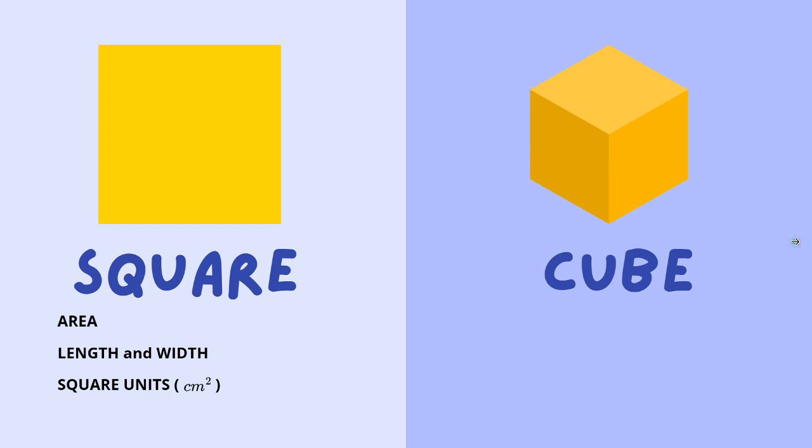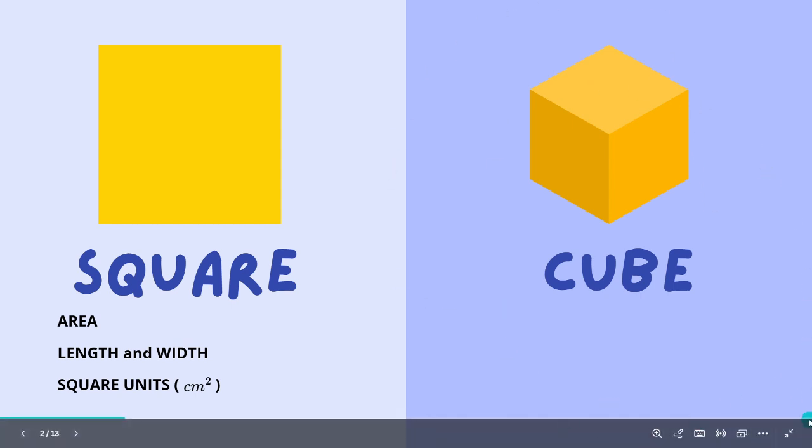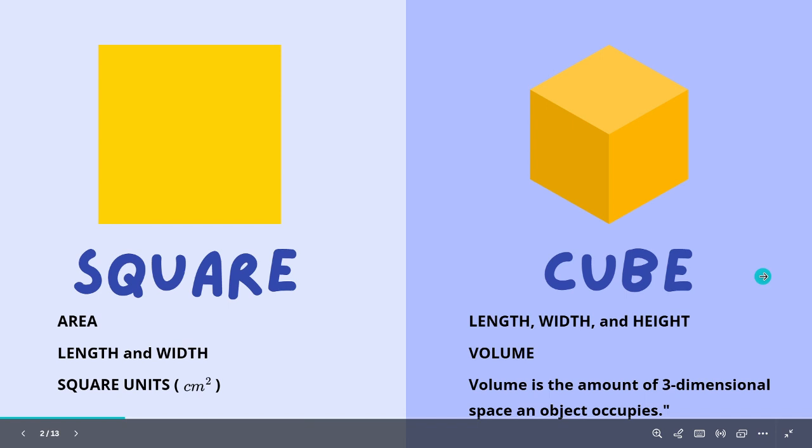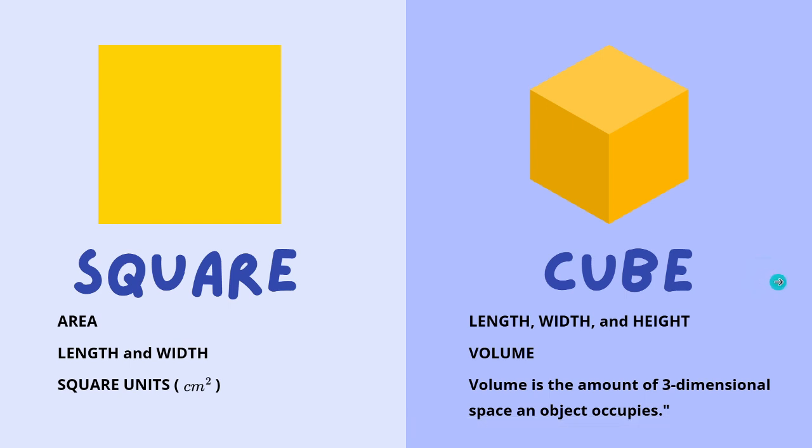But look at this cube on the right side of your screen. It's not flat. It stands out. It takes up space. This is a three-dimensional shape. It has length, width, and height. Because it occupies space in three dimensions, we don't look for area. We look for volume. Volume is the amount of three-dimensional space an object occupies.